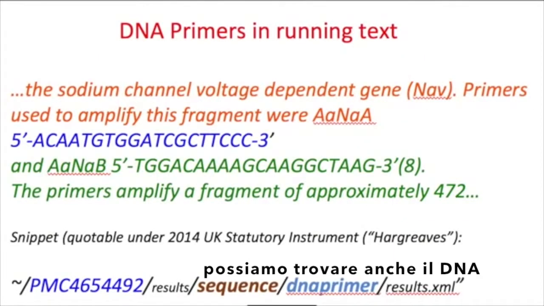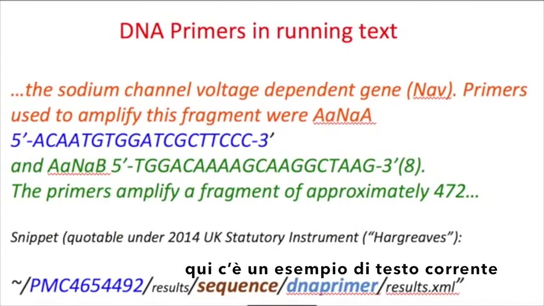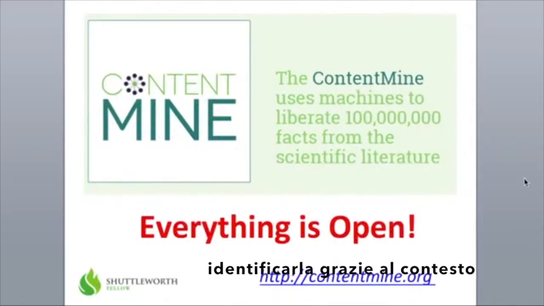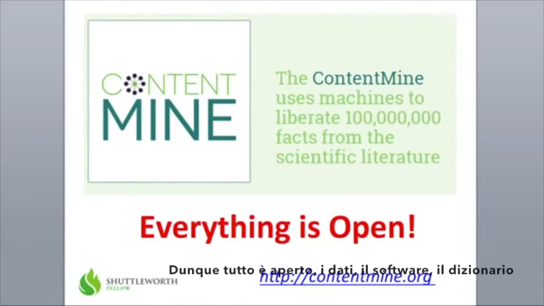And we can even find DNA in this. So here is an example of running text, and this DNA is in the middle of it, and we can pull that out and identify it by context. So everything is open: data, software, dictionaries.